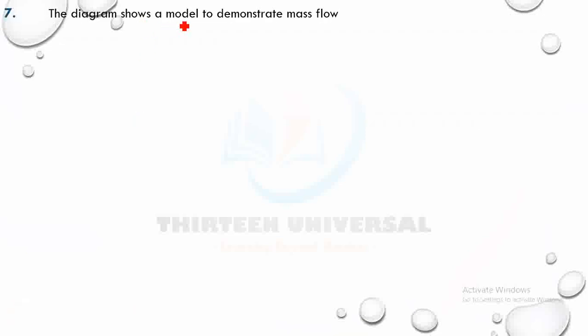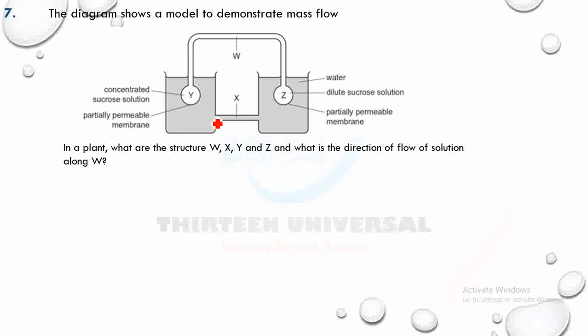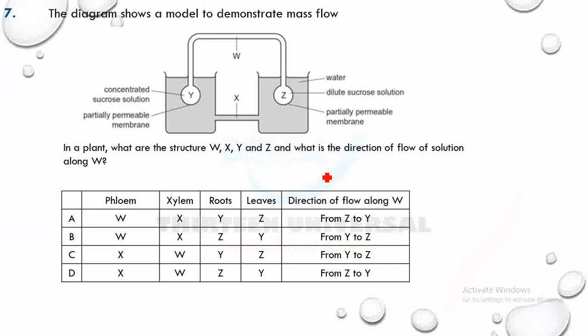The diagram shows a model to demonstrate mass flow. I'd like you to pause. So in a plant, what are the structures W, X, Y, and Z, and what is the direction of flow of solution along W? Okay, pause the video and try it. Don't forget that we have concentration. Concentrated sucrose is here, so this is the source. That's the part where we have high concentration of sucrose. It's coming from there, so this is going to be our source, and source is from the leaf.